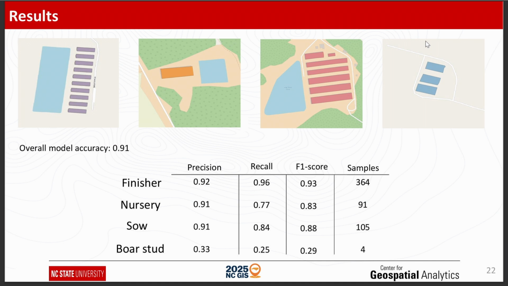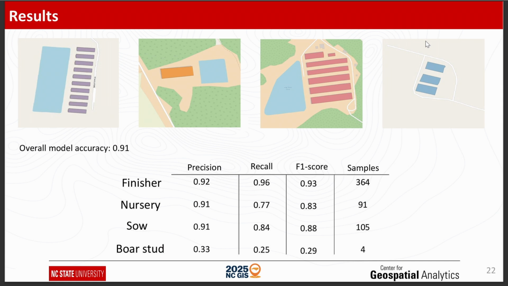It predicted pretty well, obviously, for the majority class of boar studs. There's really not a lot of boar studs in our data set, so it's a really rare class, so obviously it will perform poorly. But our 3 major swine farm types, so Finisher, Nursery, and Sow, performed pretty well. So we're pretty happy with the precision and the recall for a random forest classifier.